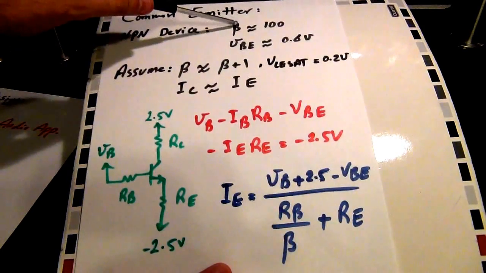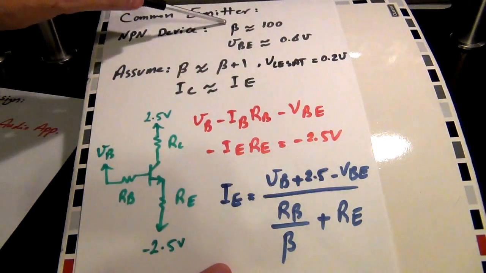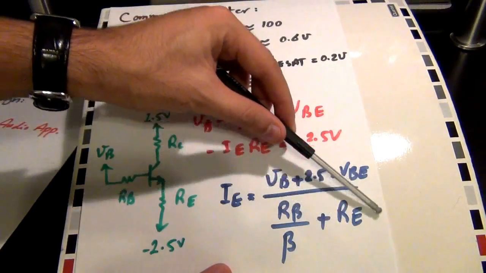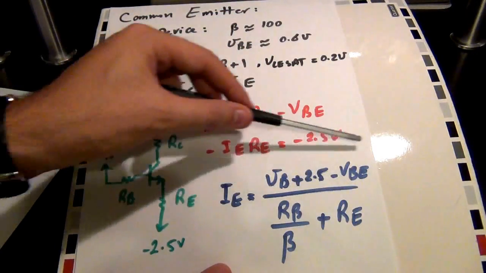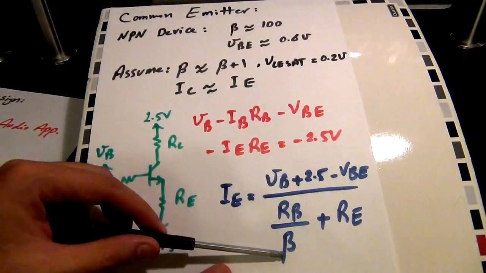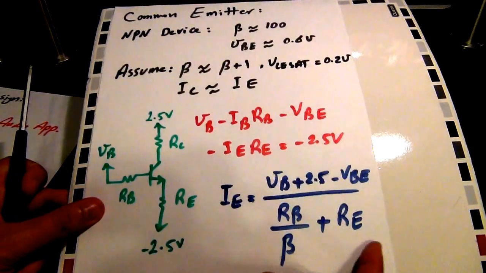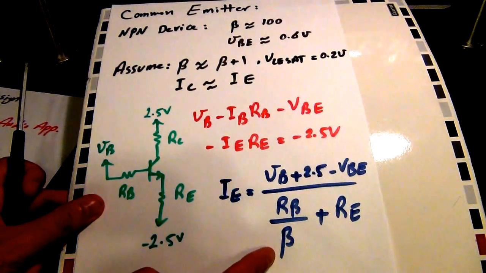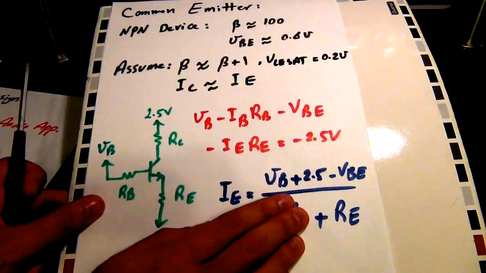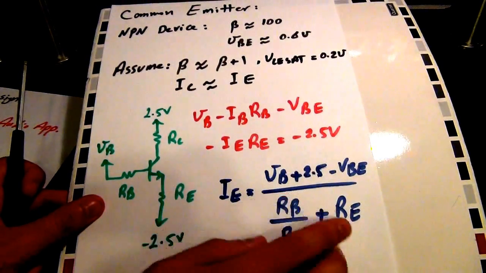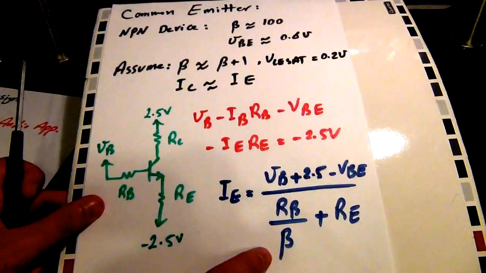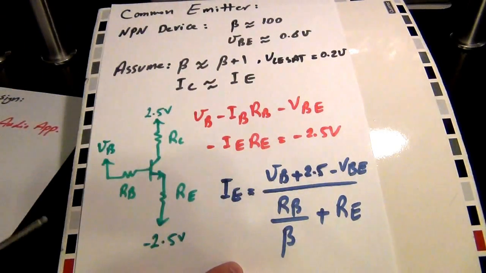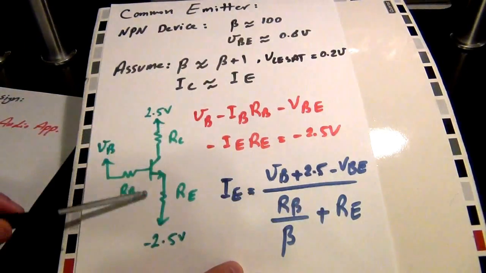So the high variation in beta means that we have to have an emitter resistance here, because by making this RE large enough, we desensitize the biasing of the amplifier to beta. So you can think about it that in this denominator, if RE is much larger than RB divided by beta, then this doesn't matter at all. Then your biasing is a strong function of RE and not a strong function of beta. This is very important in case there is beta variation. So that's why we have added this RE here.